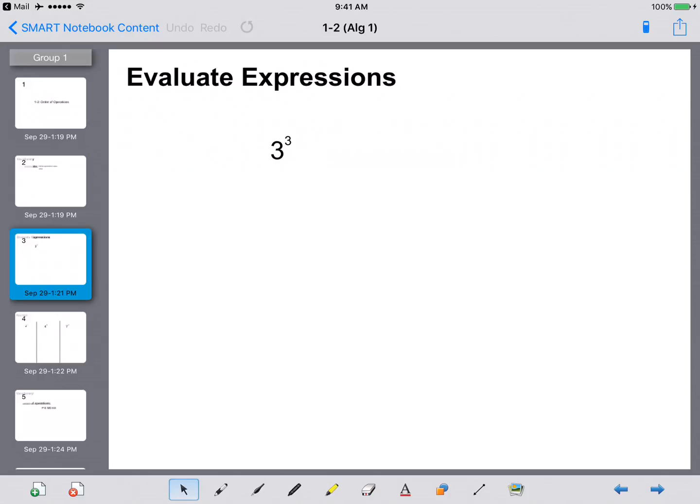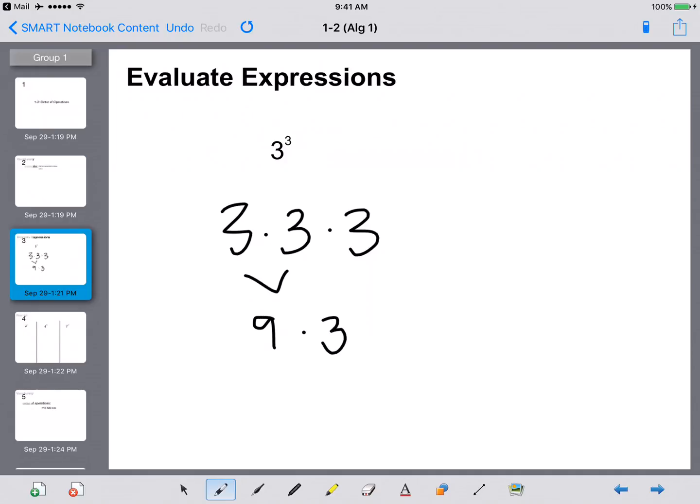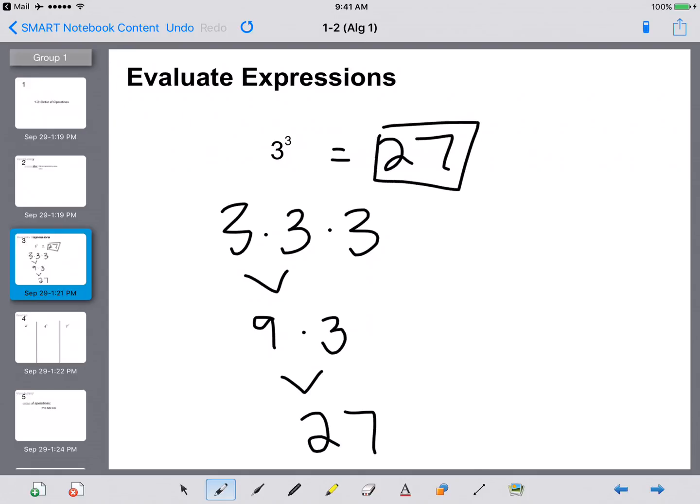So evaluate the expression. So here we want to evaluate 3 to the third. 3 to the third means 3 times 3 times 3, because you're taking that base number and multiplying it 3 times. 3 times 3 is 9. Bring down your times 3. 9 times 3 is 27. So evaluating 3 to the third gets us 27.